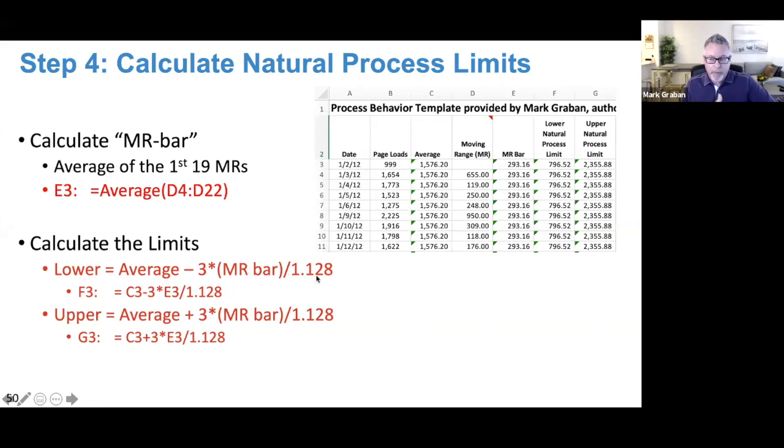And 1.128 is a statistical constant from the textbooks. Long story short, it just is. So that's the plus or minus 3 sigma limit. Yeah. And the math is not hard, but the mindset, like in changing the old habit of demanding a root cause for every up and down in the metric, that's arguably more difficult. Yep.